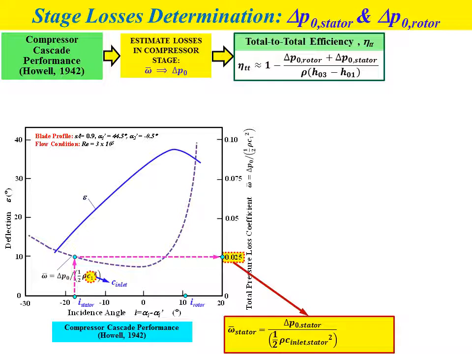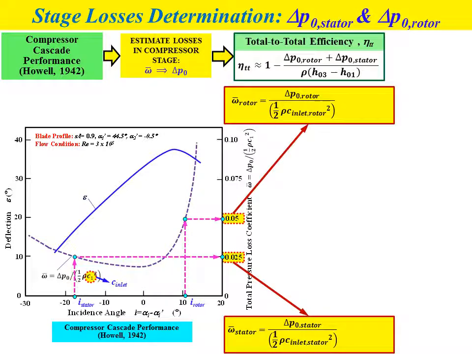And then if we have the incident angle for the rotor, draw a vertical line, intersect with the omega bar curve. So we will obtain the value of omega bar for the rotor, where omega bar for the rotor equals delta P naught for the rotor divided by half rho C inlet for the rotor squared.